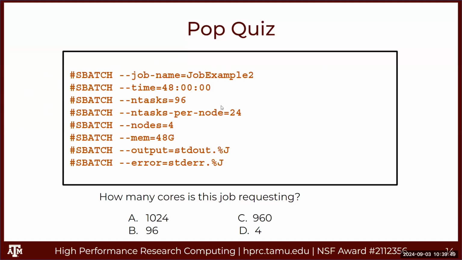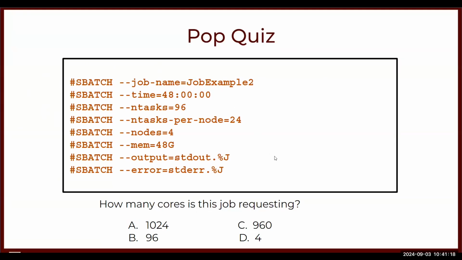Hint, I suggest you look at these 3 lines right here. Most of you answered 4 cores, and that is wrong. You have 4 nodes, but you have 96 tasks. The 96 tasks is the same thing as cores.